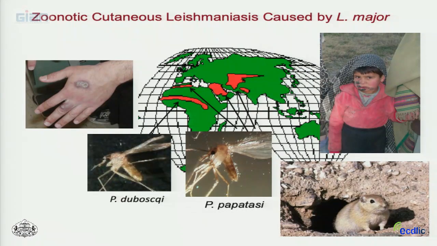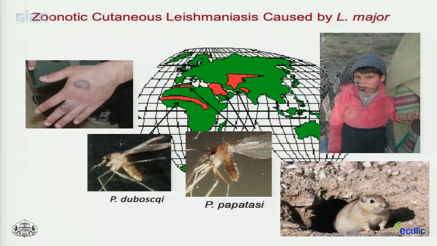So again, this is the geographic distribution of Leishmania major. The lesions are typically localized to extremity sites, like on the hand, 1 or 2 lesions, and they will heal in the absence of treatment, but they can occasionally be pretty severe. Here's an Afghan child with multiple lesions on the face.